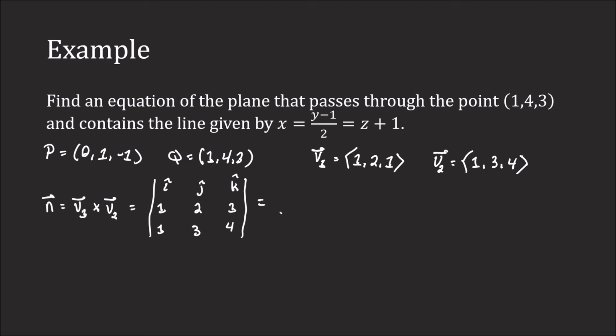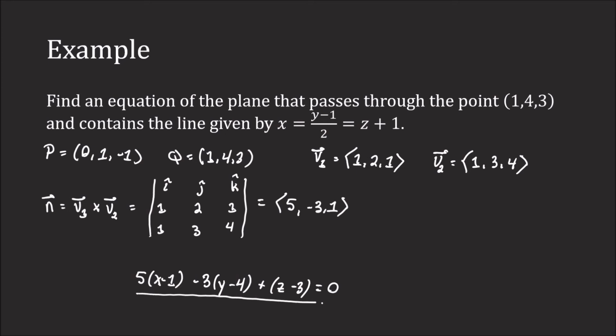And so we get as a normal vector 5, minus 3, and 1. So the equation would be 5 times x minus 1 minus 3 times y minus 4 plus z minus 3 is equal to 0. And it didn't specify whether it wanted a standard or a general. So let's go ahead and just keep it in standard form.